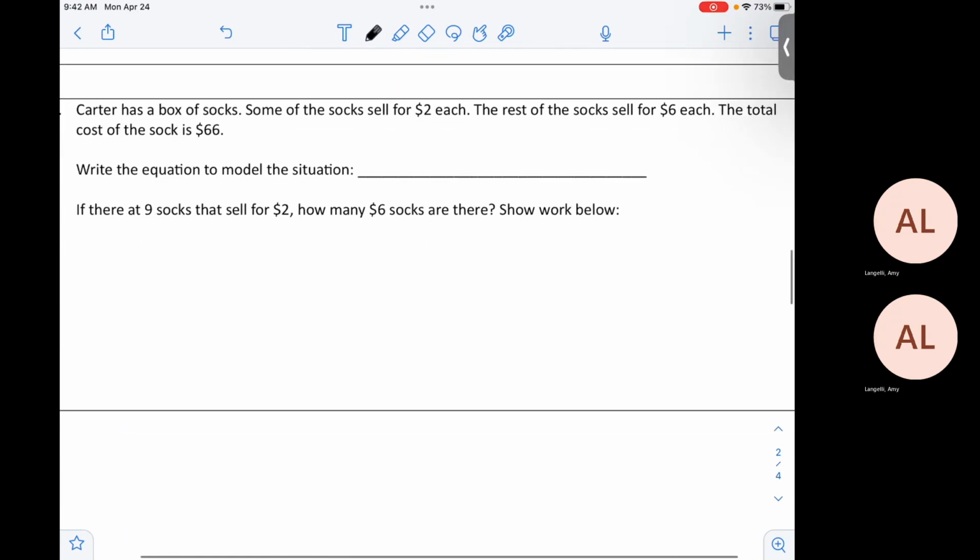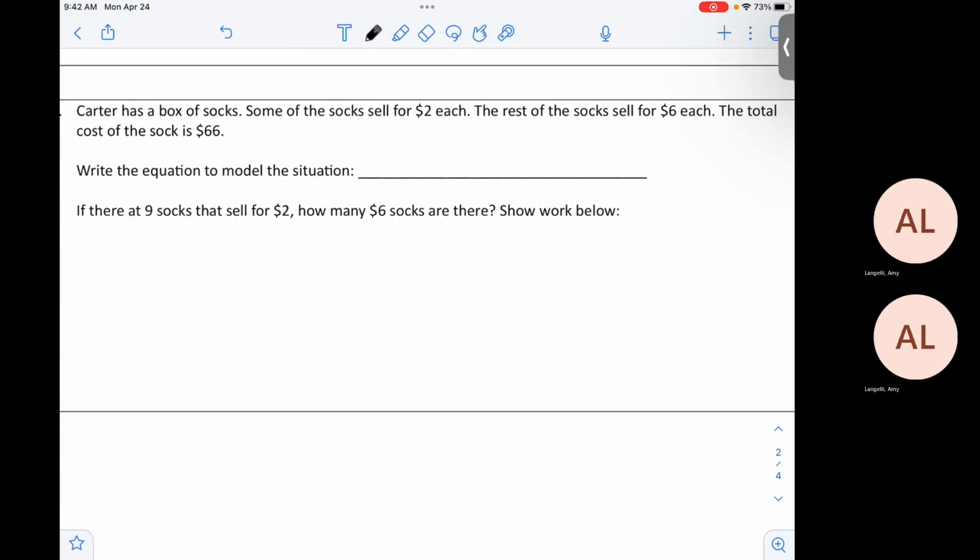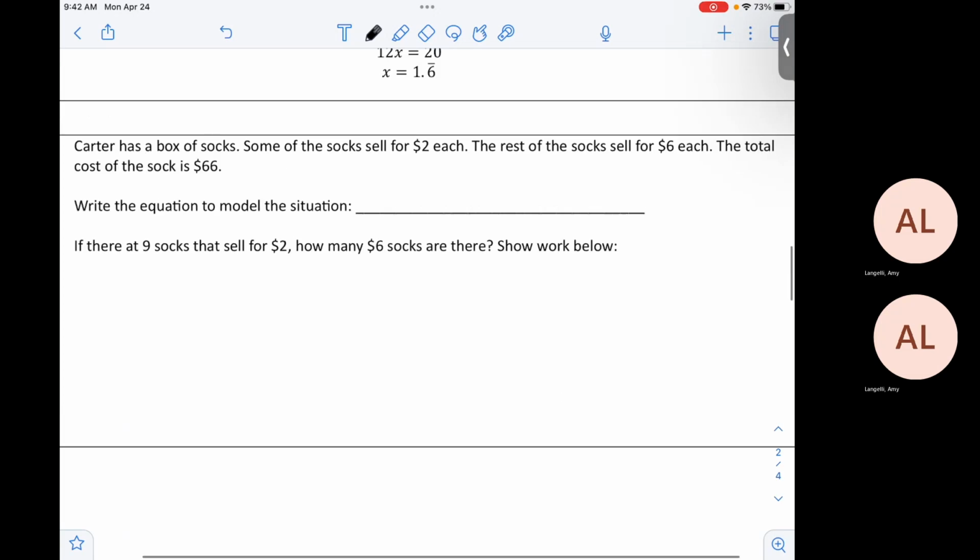Word problem. Carter has a box of socks. I was literally in here with a Carter and I was like, Carter, I need to make a problem. And then he had on socks. So I was like, I'm going to make a problem about socks. When I have to make up word problems, they're not pretty. I can't say because I'm being recorded.